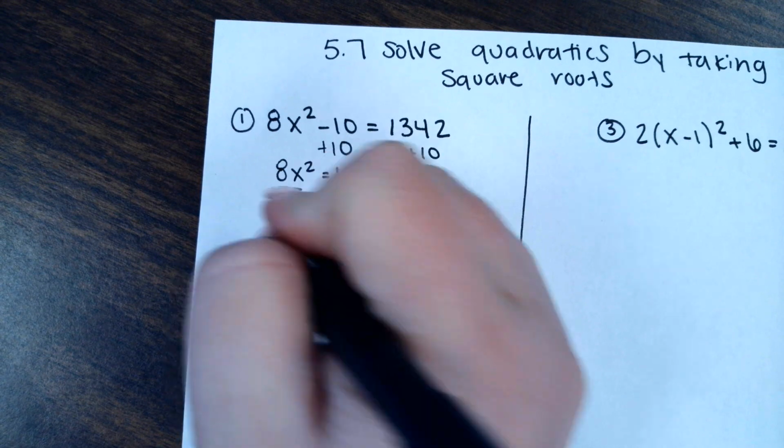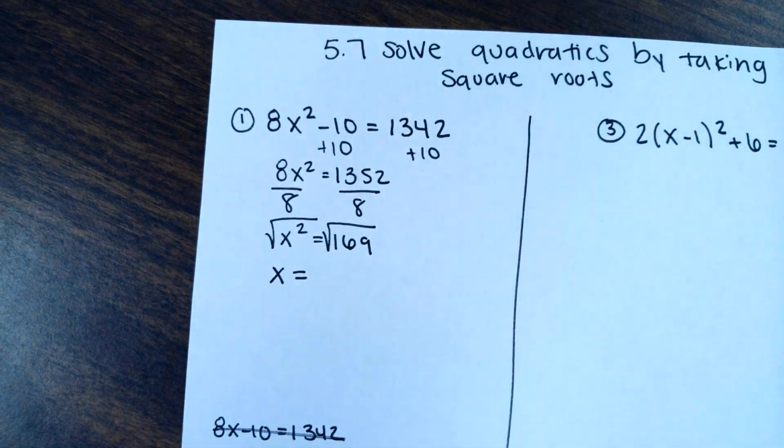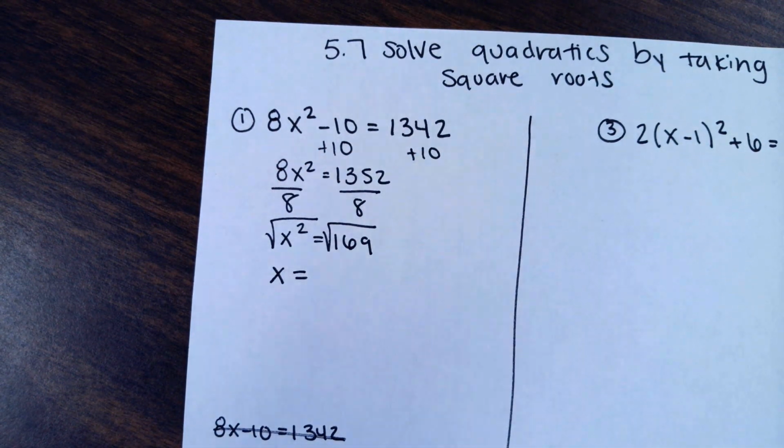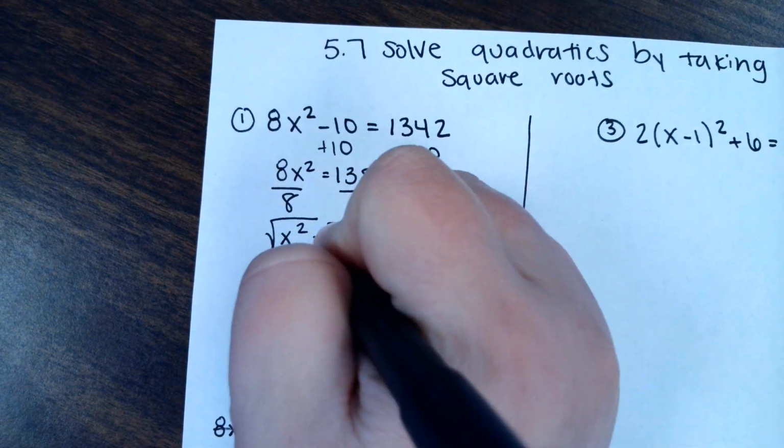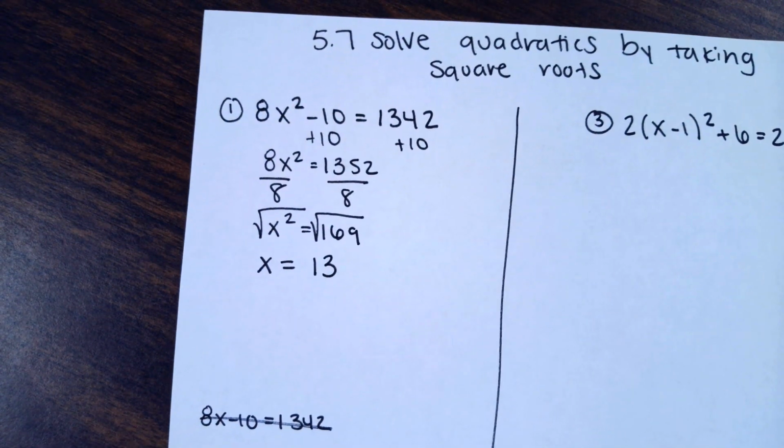So the square root of x squared leaves us with x. The square root of 169 is 13. If you don't know it in your head, put it in your calculator. If you get a decimal, that means you'll have to do your factor tree and simplify your square root. I'll show you one like that in a second.